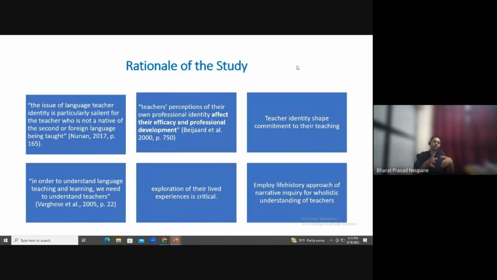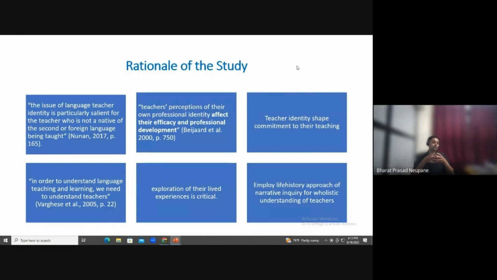And then after exploring the literature on identity, I came down to the English language teacher identity concept, and I explored some of the researchers' work, and I came across Noonan 2017, who discussed the idea of teacher identity and its importance. In the present context, there are more learners and speakers of English from non-native backgrounds. The issue of language teacher identity is particularly salient for teachers who are not native speakers of the second or foreign language being taught, because identity affects their efficacy and professional development.